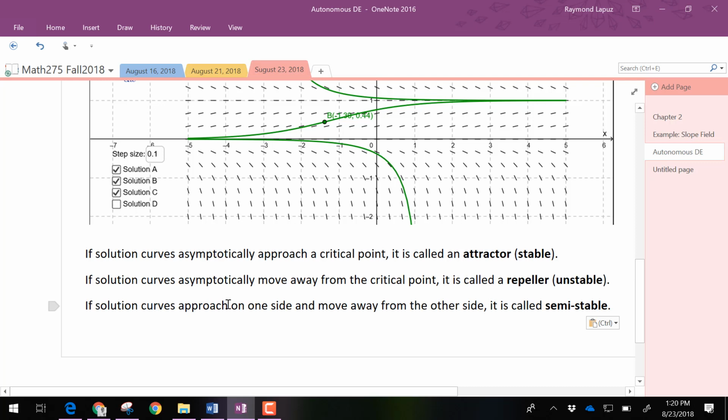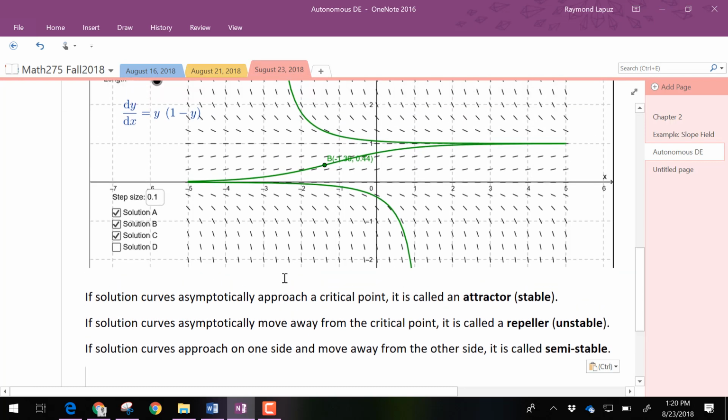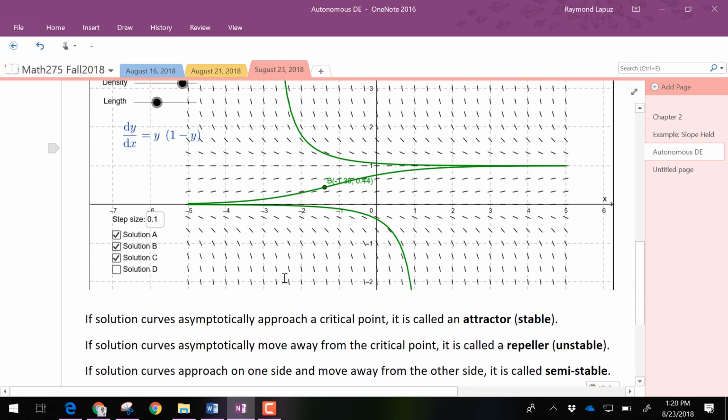So looking at the particular equilibrium point, if solution curves asymptotically approach the critical point, it's called an attractor. If the solution curves asymptotically move away from the critical point, it's called a repeller. And if solution curves on one side move away and the other side move towards it, then it's called semi-stable.